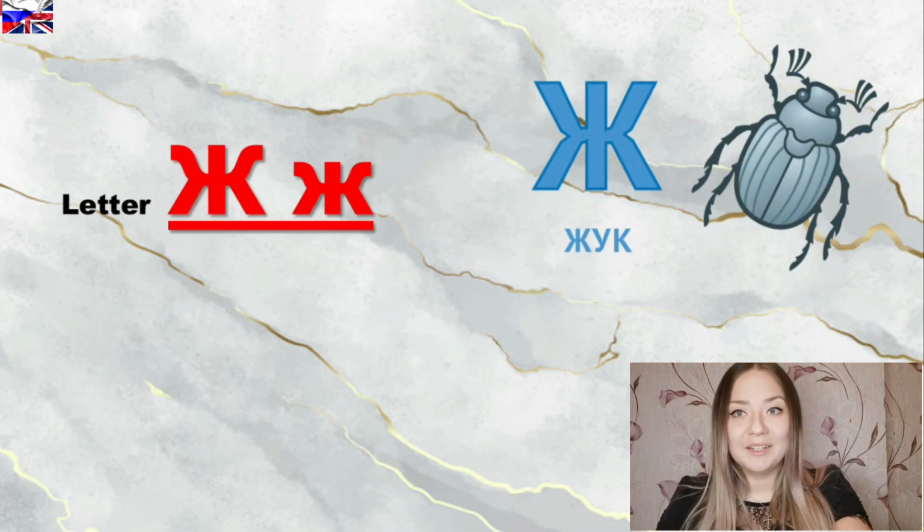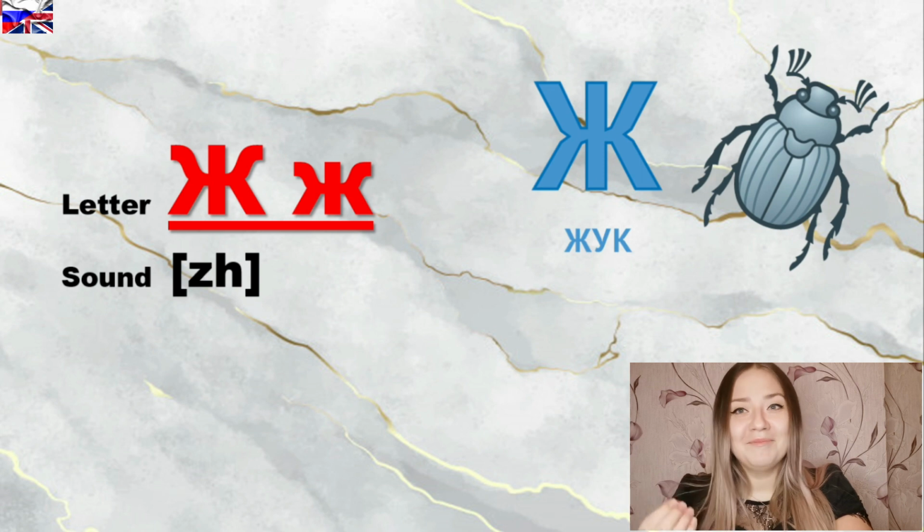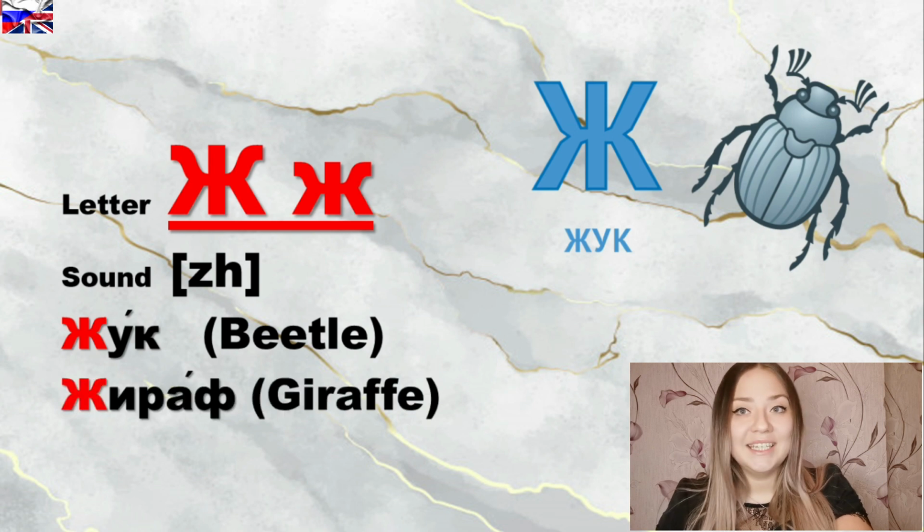So the next letter is this very strange looking letter, which is Ж. And the sound Zh. So the type of sound the beetles make, right? Zzz. We have a letter that represents the sound of the beetles, right? So letter Zh, sound Zh. For example, beetle: жук. Or giraffe: жираф.